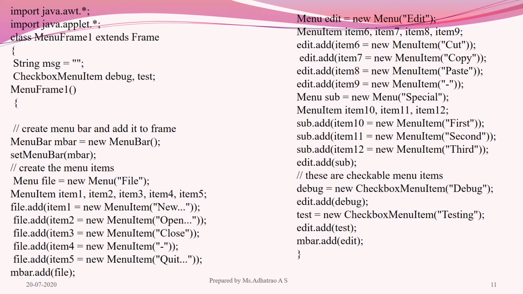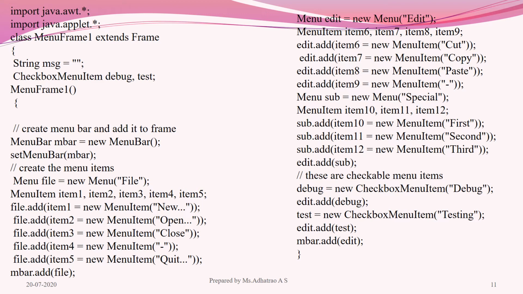Here the menu object file.add adds the items. Again, after adding the items to my file menu, I am going to add my menu to my menu bar: mbar.add(file). Here again I am going to create another menu. Same procedure. After creating menu items, I add them to my menu, and the menu is added to the menu bar.